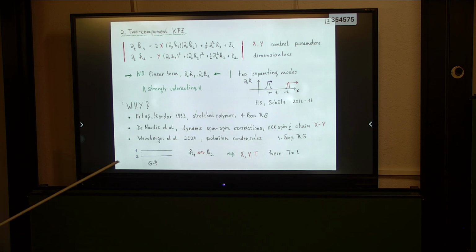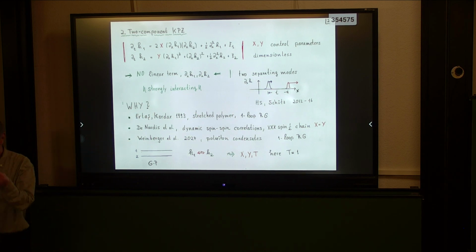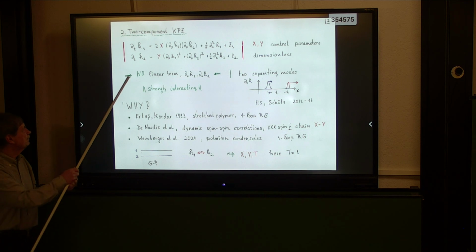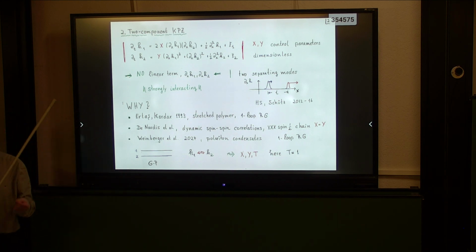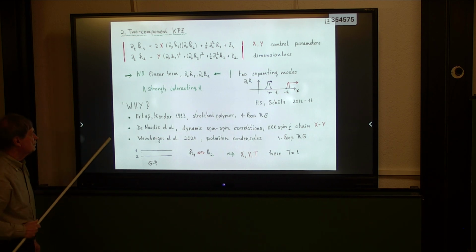So here I want to point out that the two modes are actually strongly interacting because they have the same velocity. By fiat, I put this velocity equal to 0, and so they're sitting on top of each other. There's no reason why I should expect that the results you had for the single component case can also apply to this case. So this is why I'm looking here at something different.